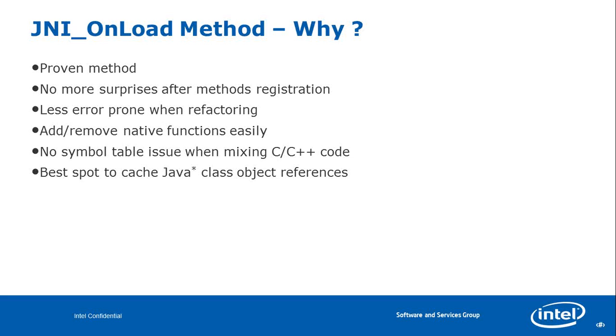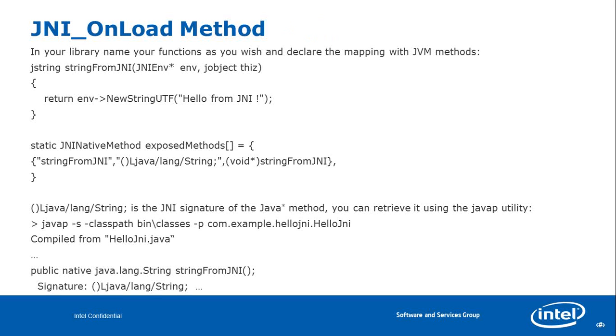So most of them prefer JNI onload method for linking your native code to the Java class. And adding and removing native functions is also easy here. And also there is a best spot for caching your Java class object. So this is also one of the added advantages on JNI onload method.